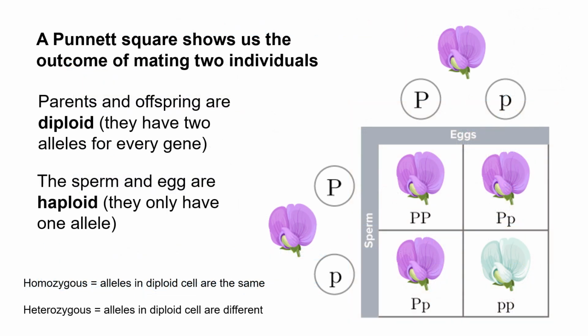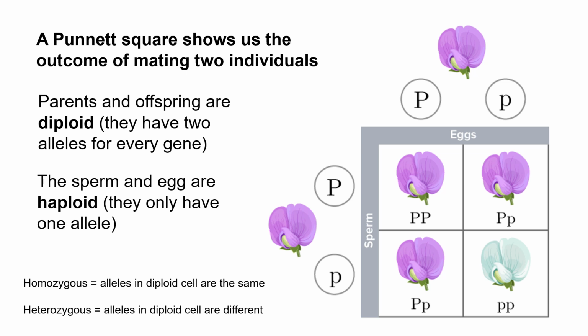We can use what's called a Punnett square to figure out the outcome of a cross. And what I mean by a cross is a mating. So when we take two individuals, pick them and mate them together, that is referred to as a cross. What you're seeing here is a Punnett square for that particular gene we were just talking about, the one that codes for the purple color.